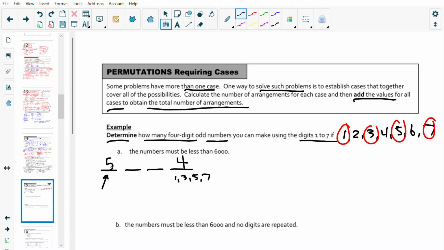Another restriction. I have 5 choices here because it must be less than 6,000. So that first digit cannot be a 6 or a 7. It has to be 1, 2, 3, 4, and 5. So I have 5 choices.